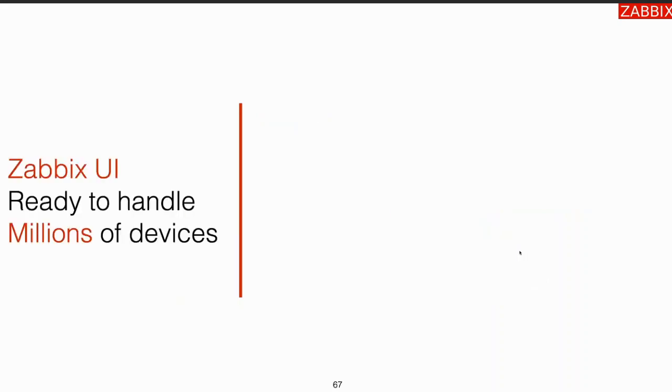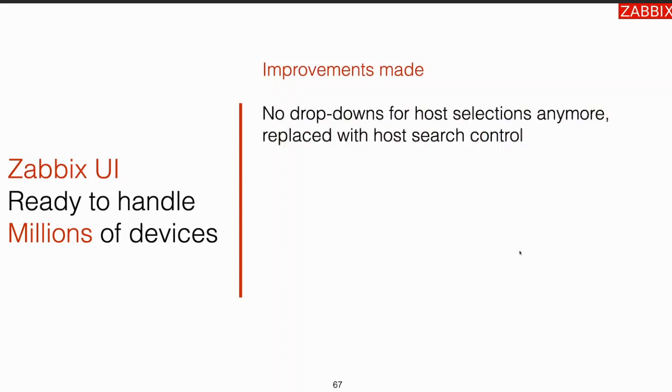The first is we made sure that the Zabbix UI is ready to handle millions of devices. We made a number of improvements. We got rid of all drop-downs. A drop-down is a UI element which is not scalable enough. So no drop-downs anymore. We also hard-coded some maximum size for the overview grid.